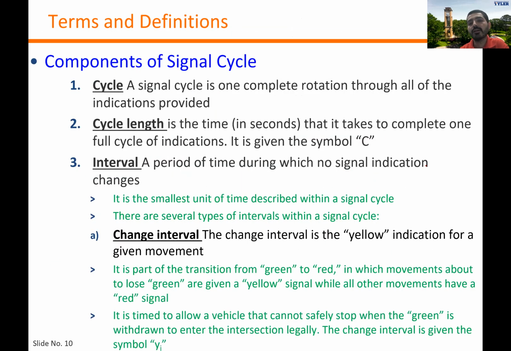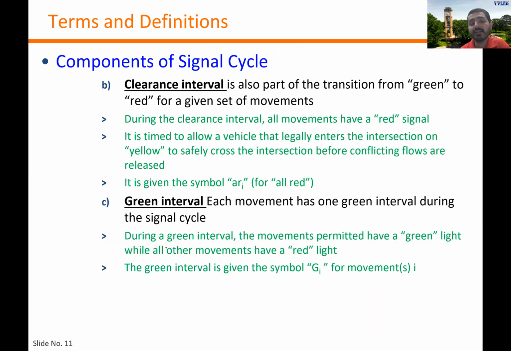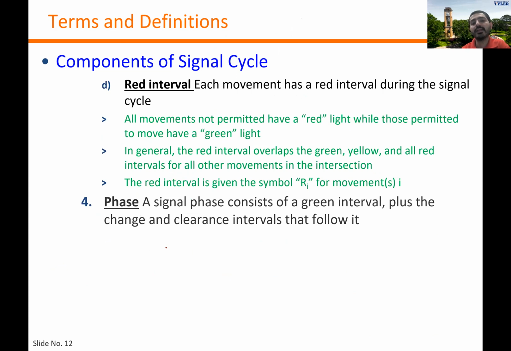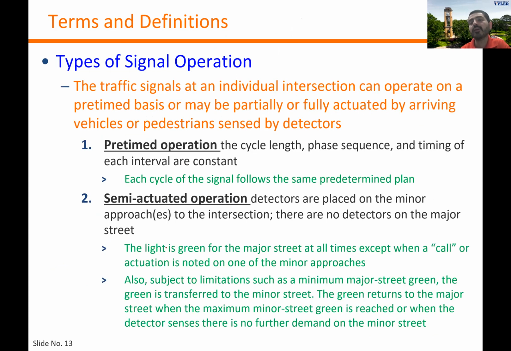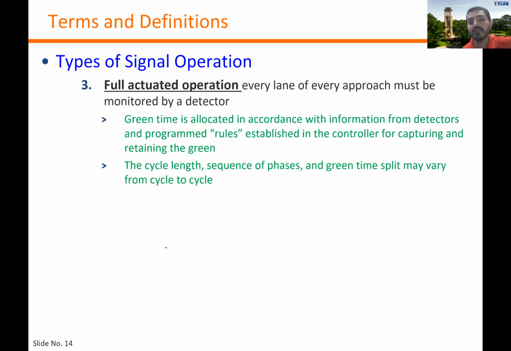I also need to see that you understand the intervals within each cycle. So I have a change interval, a clearance interval, a green interval, all the way to the red interval. I can also ask, what are the types of signal operations? You need to list them for me: pre-timed, semi-actuated, and fully actuated operation. Or I can ask you, what's the difference between pre-timed versus semi-actuated operation? You should be able to tell.